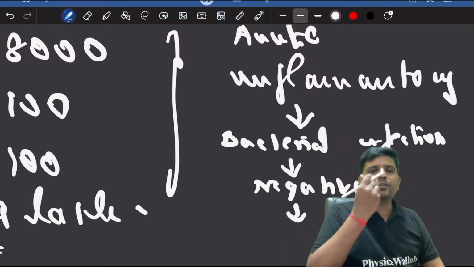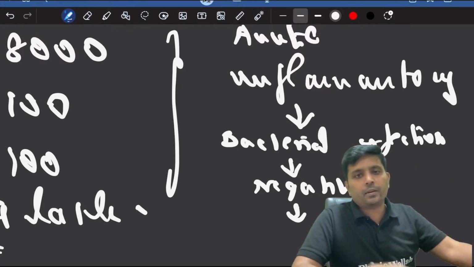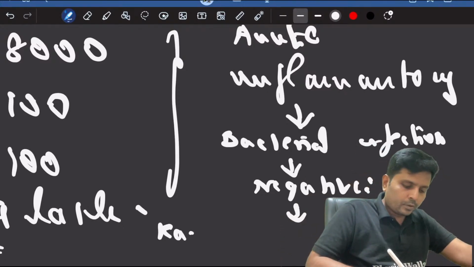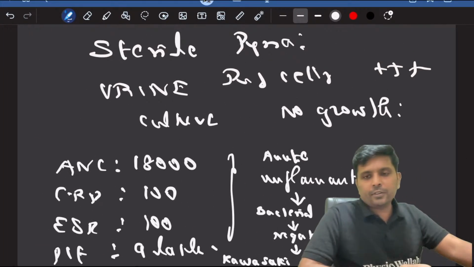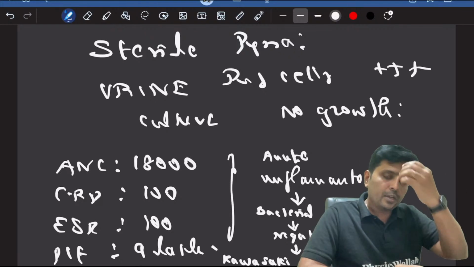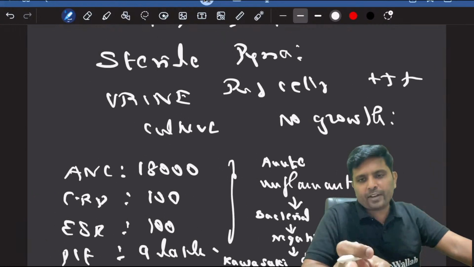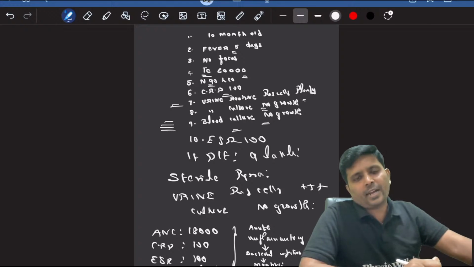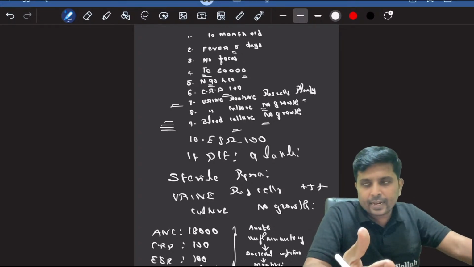Let me say the child is associated with a strawberry tongue. Let me say the child is having peeling of skin. What else do you want? Kawasaki disease. So this is Kawasaki disease. Acute inflammatory proteins are elevated along with the neutrophilia, thrombocytosis, and in a young infant not responding to your antibiotic, think in terms of a vasculitis such as Kawasaki disease, and you need to consider IVIG, intravenous gamma globulin, in this case rather than an antibiotic.